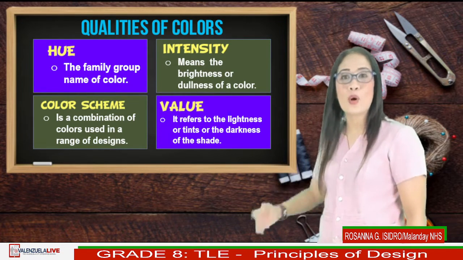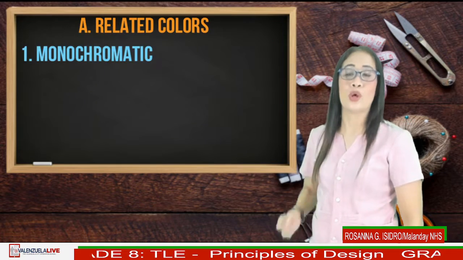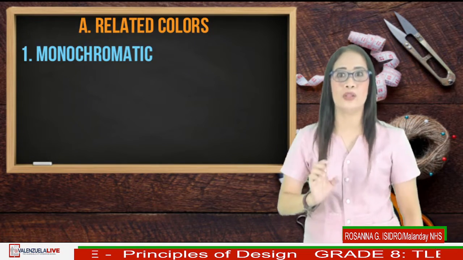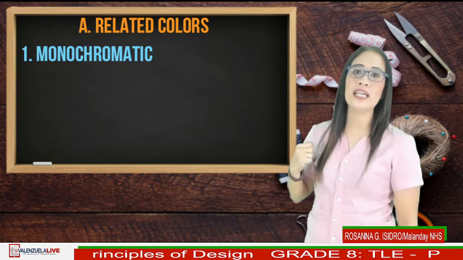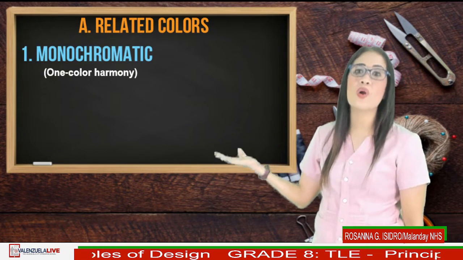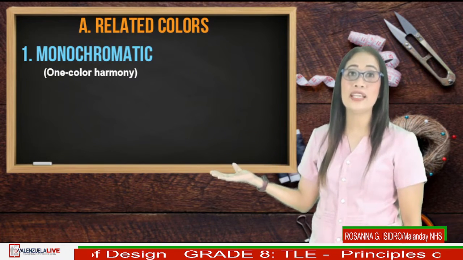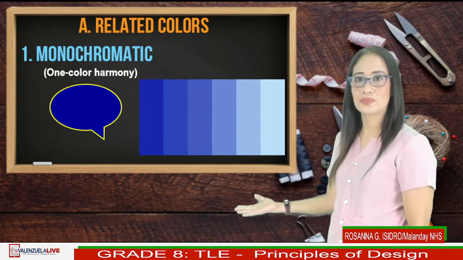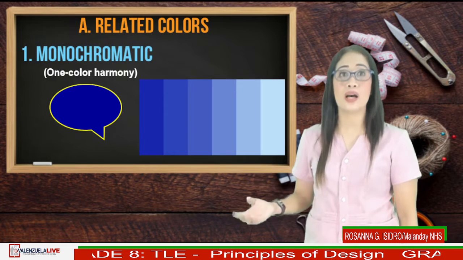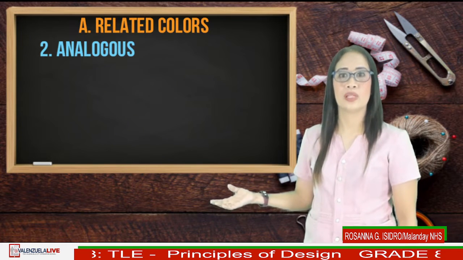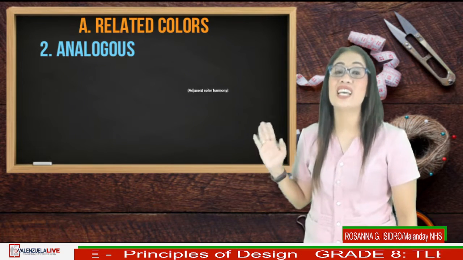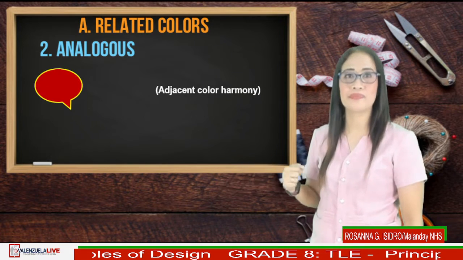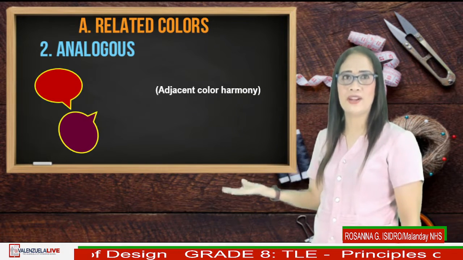So, this is composed of relative colors. First is monochromatic and analogous. When we say monochromatic, it is a one-color harmony. Example is dark blue. The second is analogous. It is called adjacent color harmony. Examples are red, violet, and red.